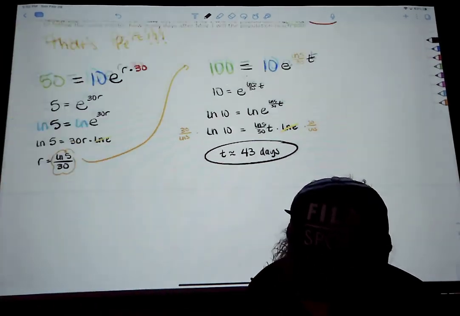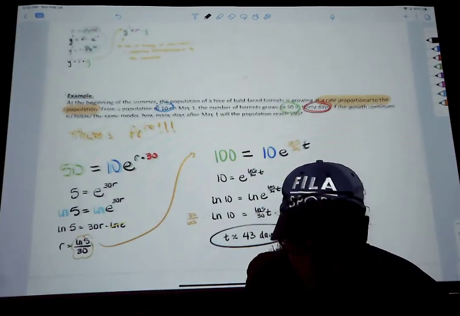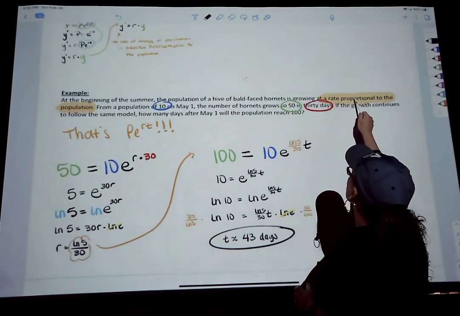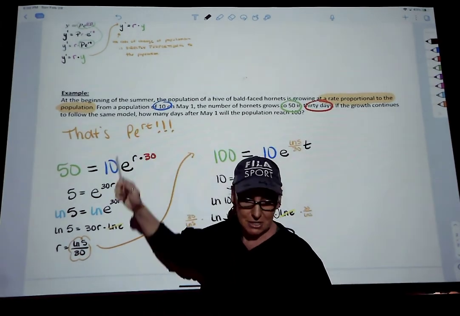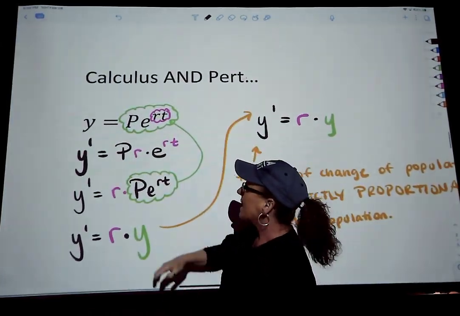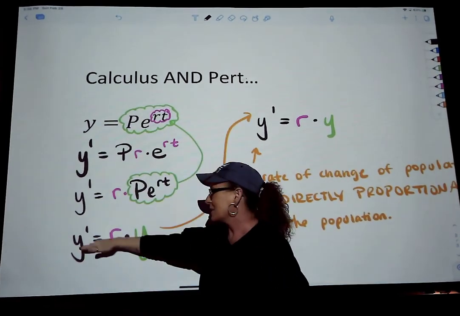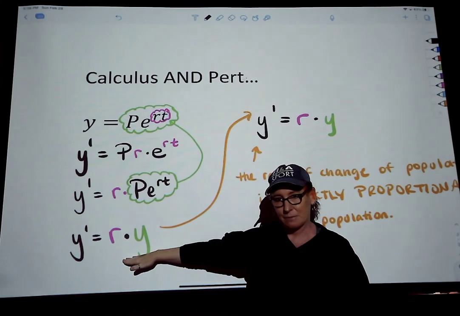Okay, a lot of pre-cal involved in that problem. The only calculus that was involved was the phrase, the rate was proportional to the population. That lets you know that it was this type of original because it turned into this type of derivative.